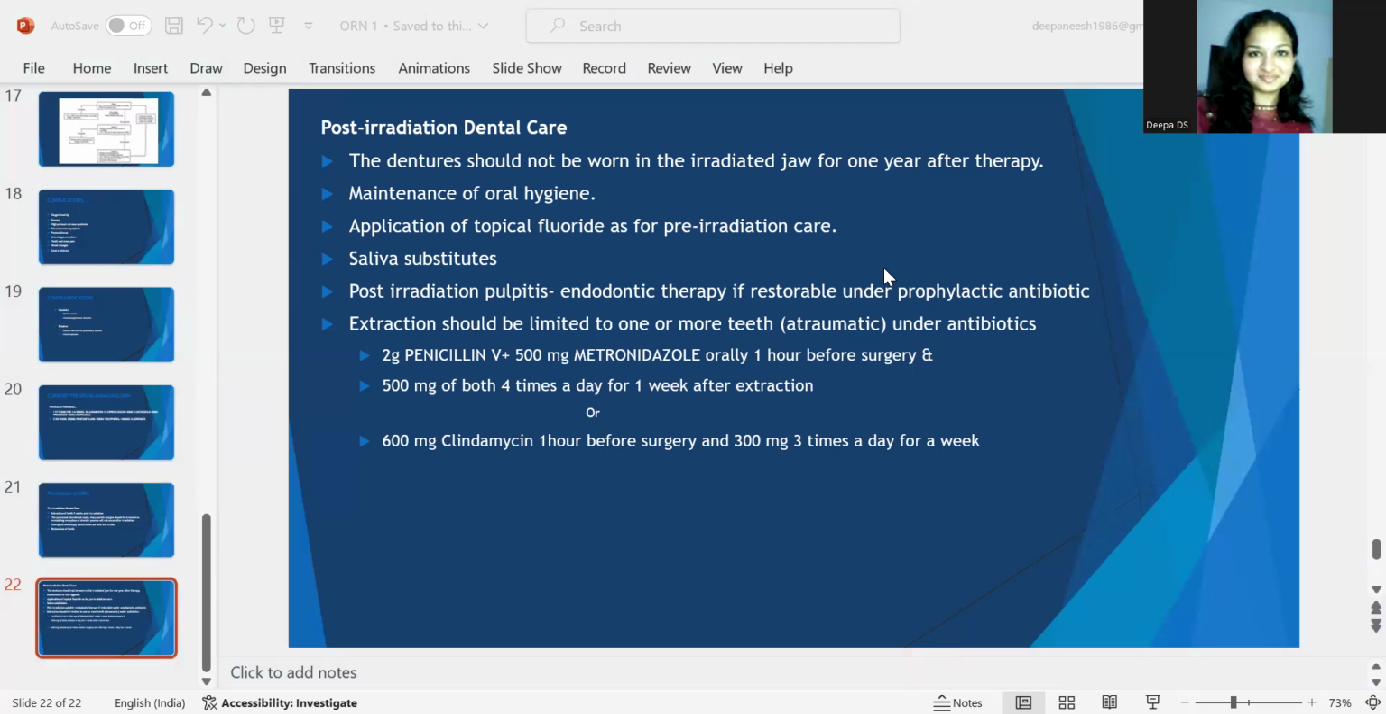Antibiotic therapy includes 2 grams of penicillin V plus 500 milligrams of metronidazole orally 1 hour before the surgery and 500 milligrams of both 4 times a day for 1 week after extraction, or you can give 600 milligrams of clindamycin 1 hour before surgery and 300 milligrams 3 times a day for a week.